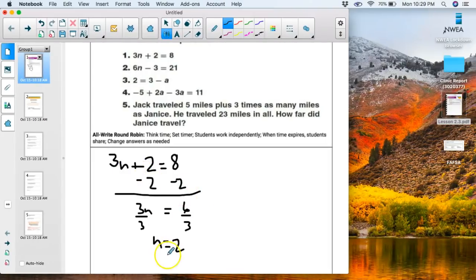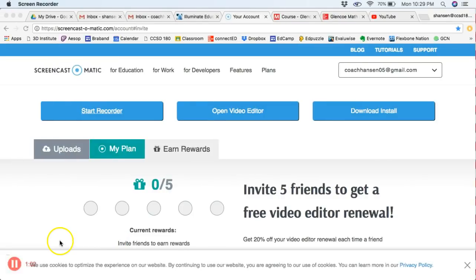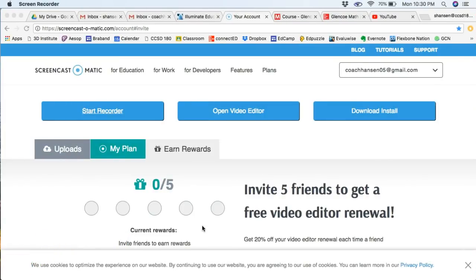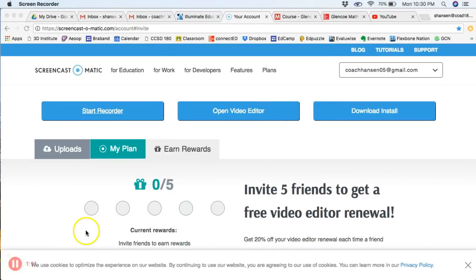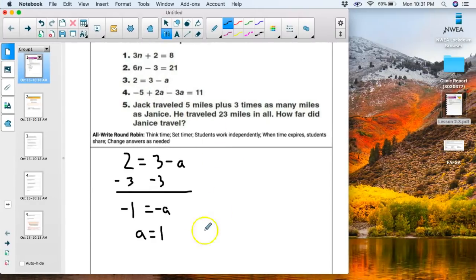Here's number 1. N equals 2. Number 2, n equals 4. Number 3, a equals 1.